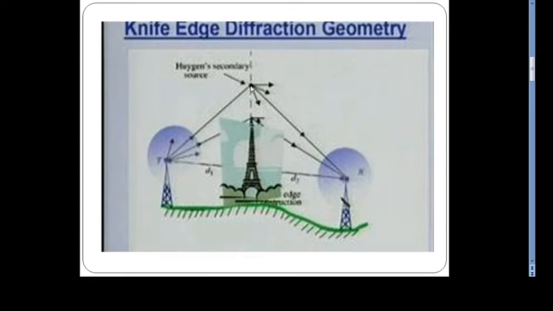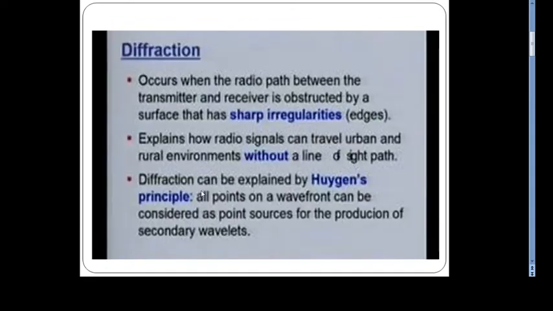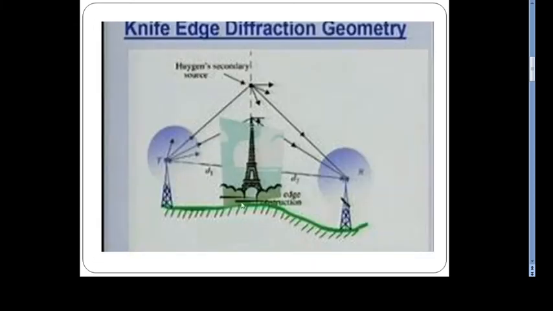Every point on a wavelet acts as a secondary source to generate secondary electromagnetic waves. So this is Huygens principle. All the points on a wavefront can be considered as a point source for the production of secondary wavelets. According to this, each point acts as a secondary source to generate secondary waves. So whenever diffraction takes place from this obstacle, it will generate the secondary electromagnetic waves.